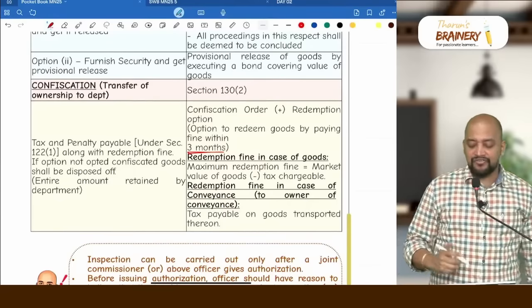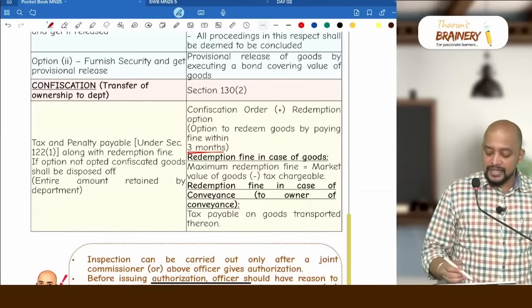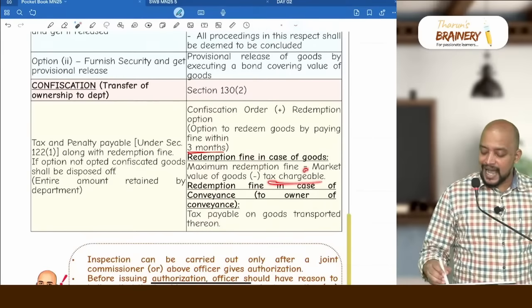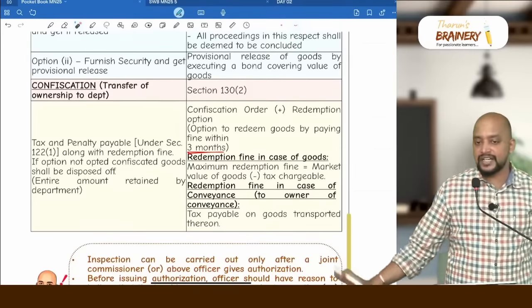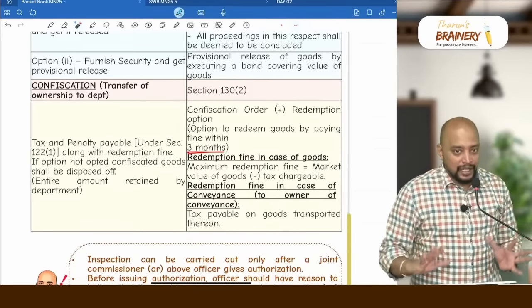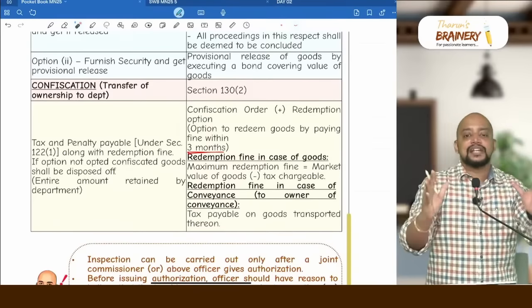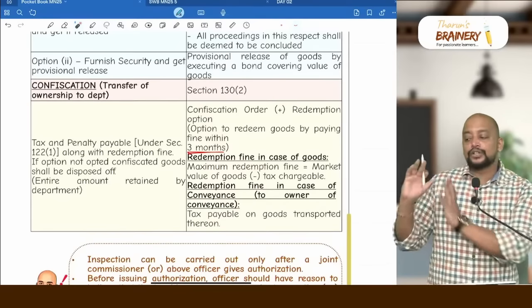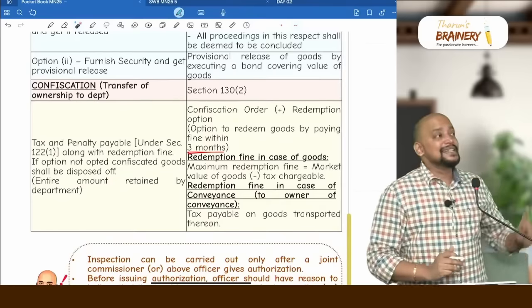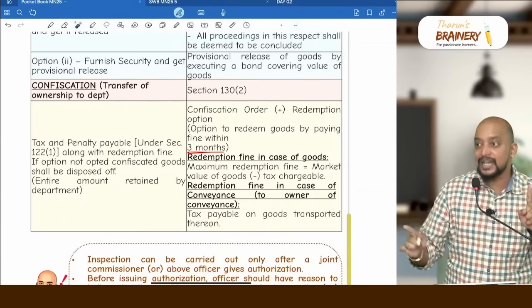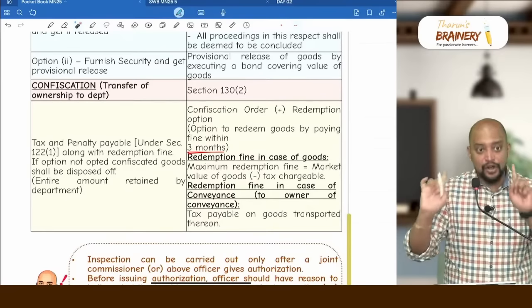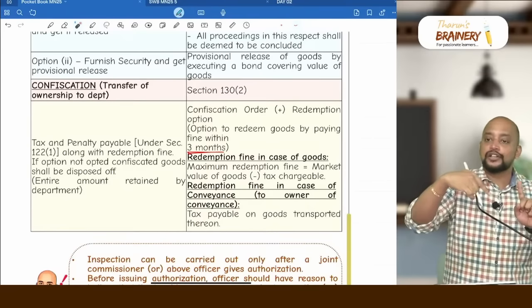What is this redemption fine? The maximum redemption fine is the market value of the goods minus the tax chargeable, and this you don't compute separately for CGST and separately for SGST. You do it together only. That is, you take the total market value of the goods minus the total tax payable thereon, because this redemption fine will be charged by either the CGST officer or the SGST officer, and therefore only one officer will do it, and they will collect the total.